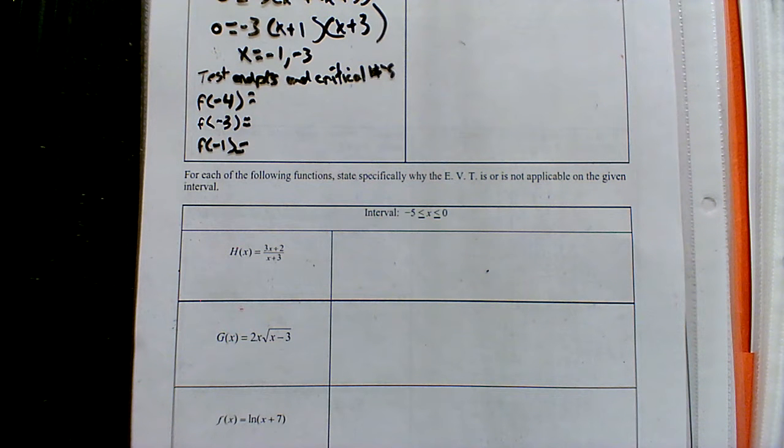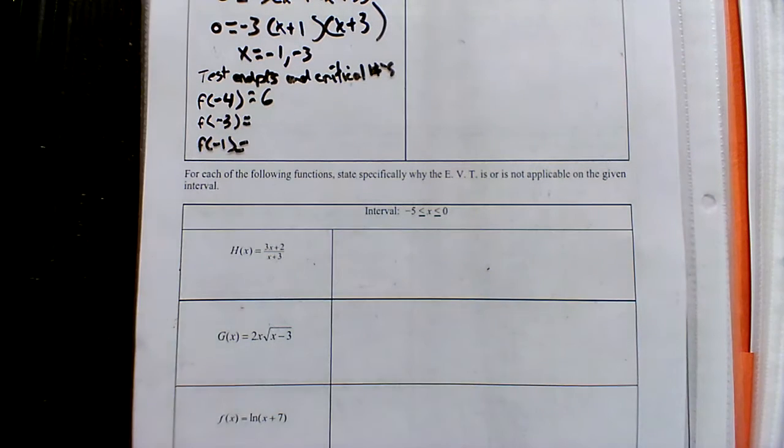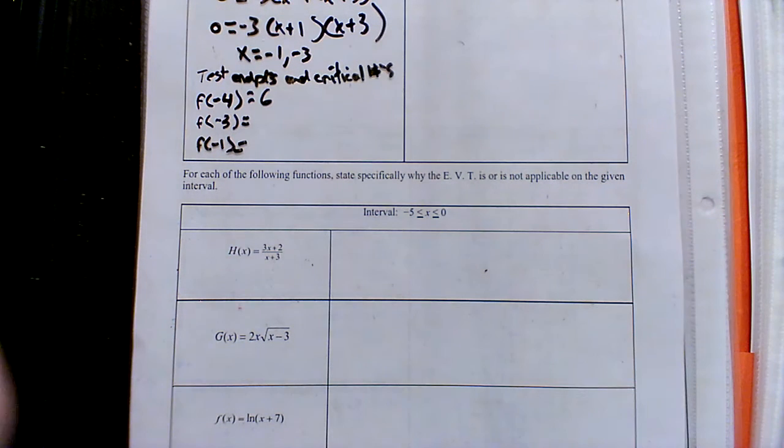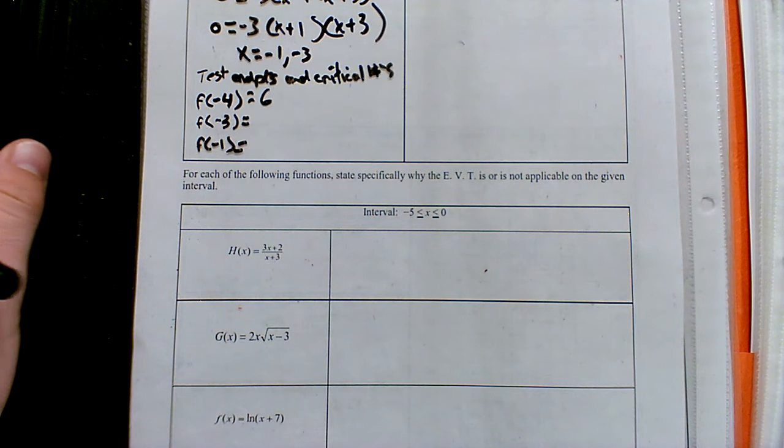Did anybody find any of those values yet? Any one of them? You don't have to have all of them, but did you find any of them? Okay, what'd you get? 6 for negative 4. Okay, I agree with that. 6. Any other ones? Anybody get yet?